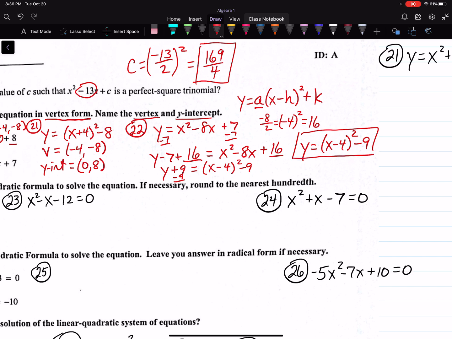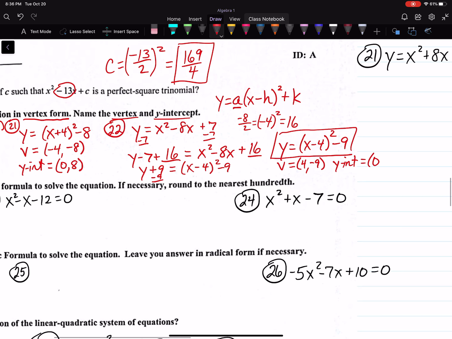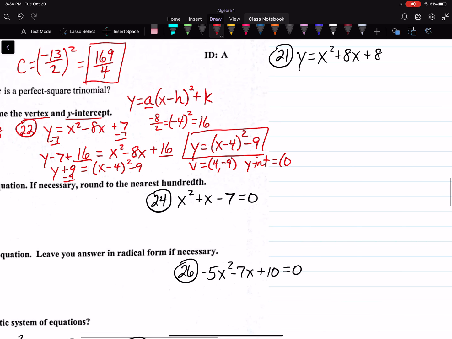The other way I just graphed it, and you can find the maximum or minimum and know that's your vertex. So whichever way you like better. My vertex for this one would be the opposite. So it's 4 and then -9. And my y-intercept would be 0 and whatever your c is. Always remember your c is the y-intercept, so 0, 7. So that gets all of those.